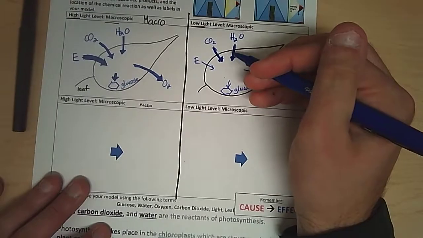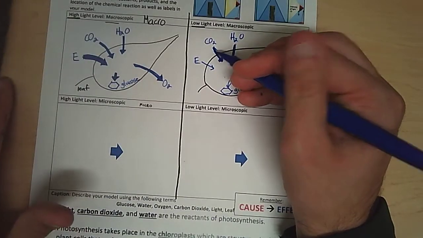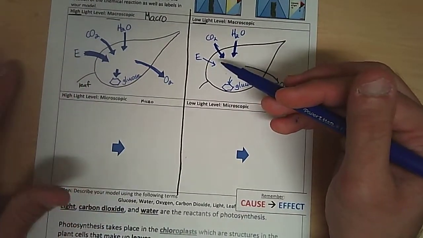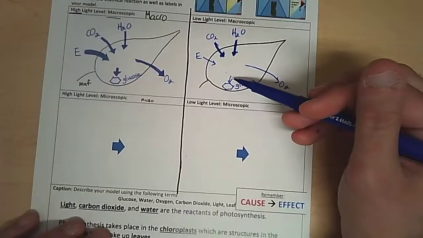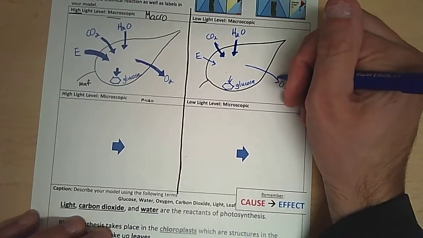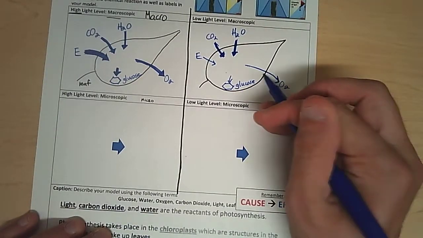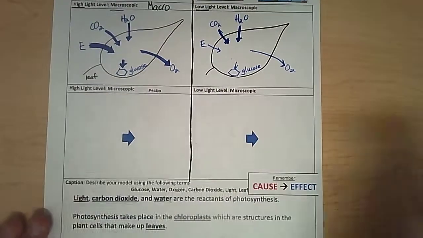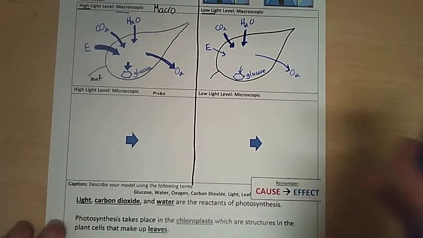Over here, I still have plenty of water and plenty of carbon dioxide, but I have less light. And if I have less light, I just don't have enough ingredients. I don't have enough reactants. So I'm still going to get glucose and oxygen, but I'm not going to get as much. And that's represented by a thinner arrow compared to a thicker arrow over here. All right, so that's how we model our macro model. Now let's look at the micro model.